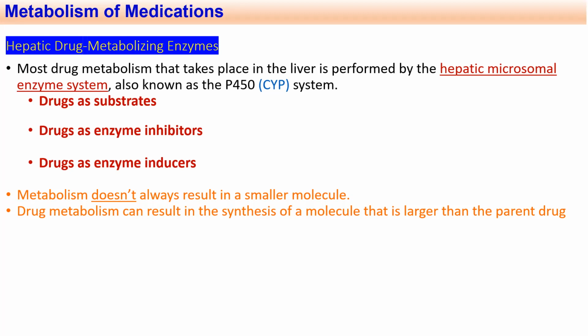The prodrug, what is the prodrug? The prodrug is a drug that, when administered, has no pharmacologic activity until it undergoes metabolism. That's the prodrug. We have a few examples of this, like enalapril, the Vasotec, an antihypertensive drug.